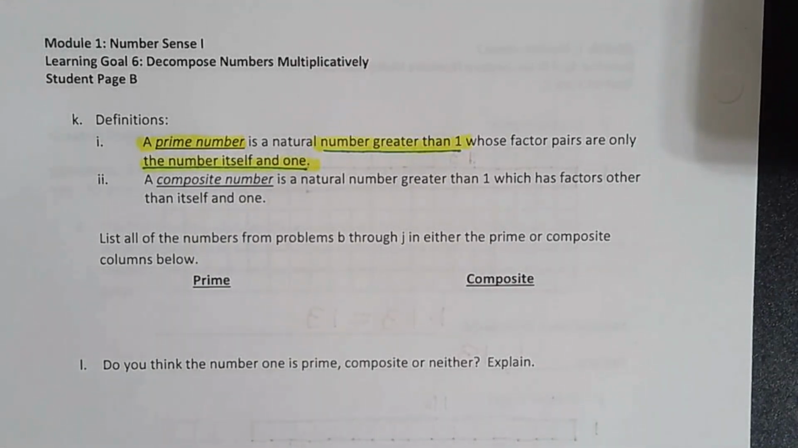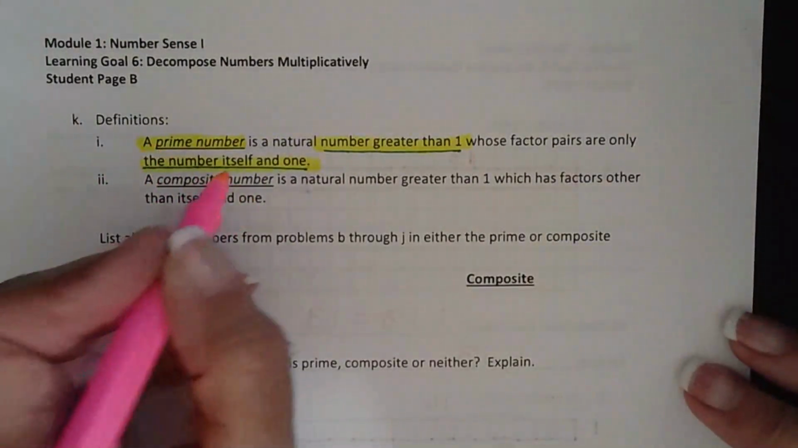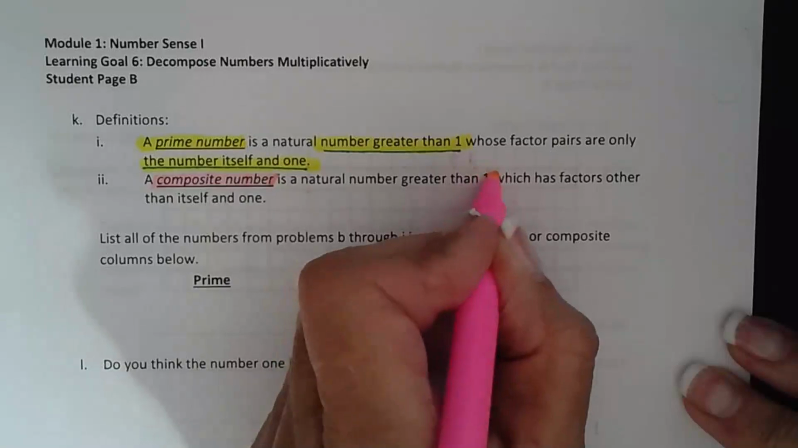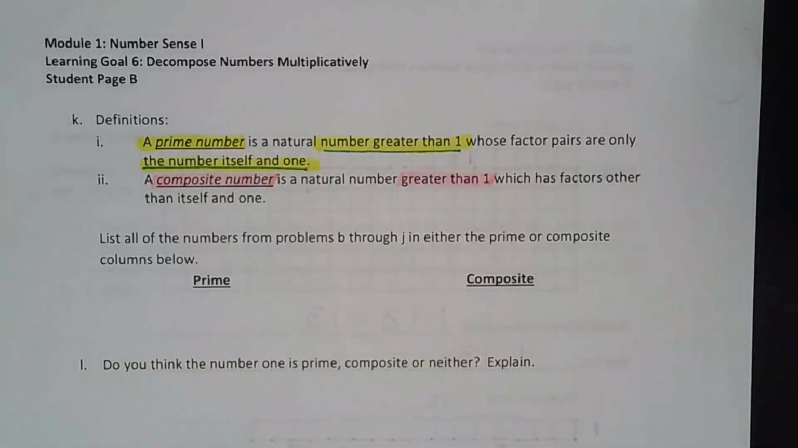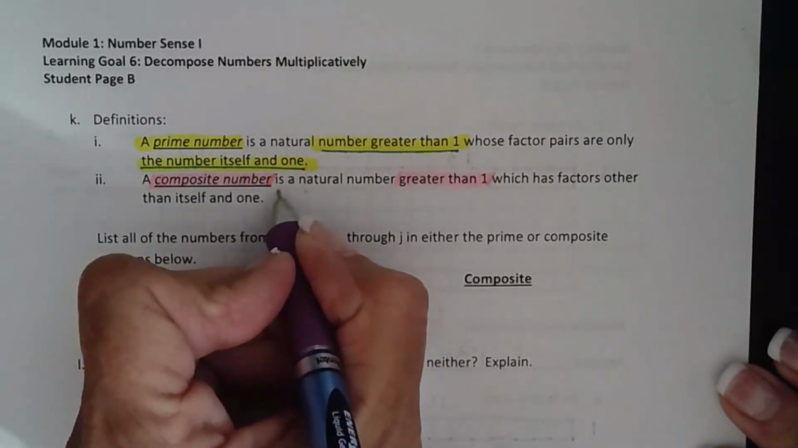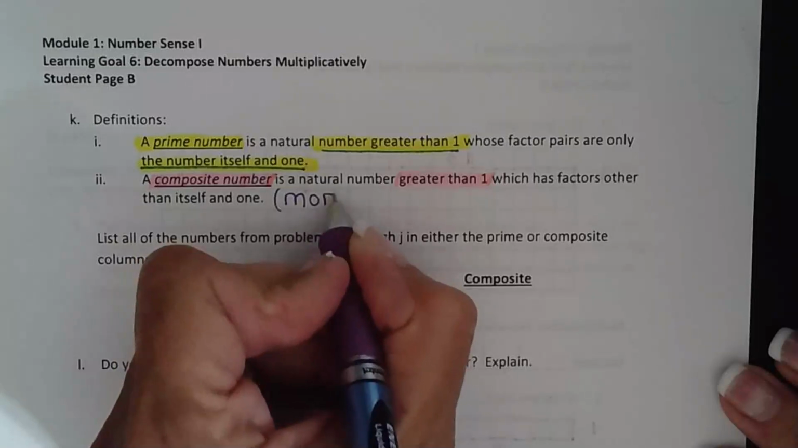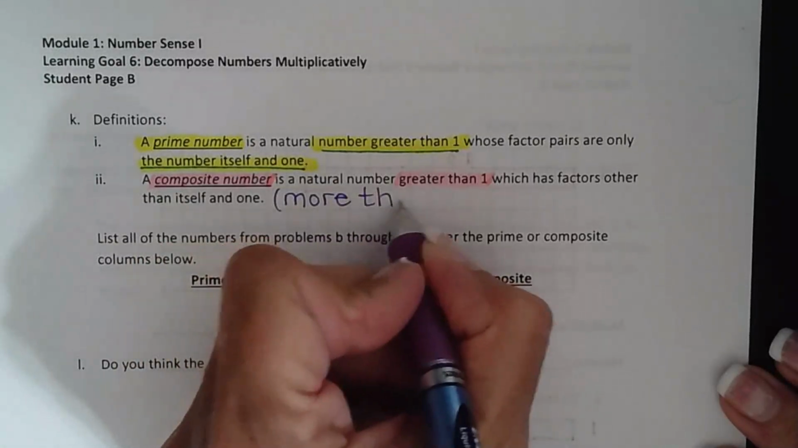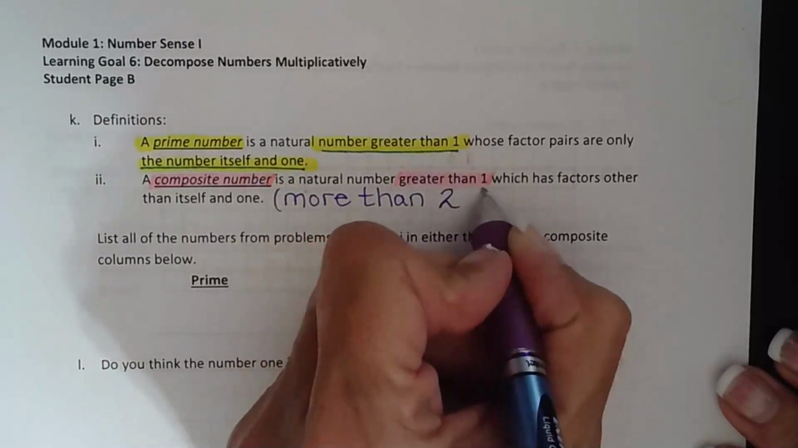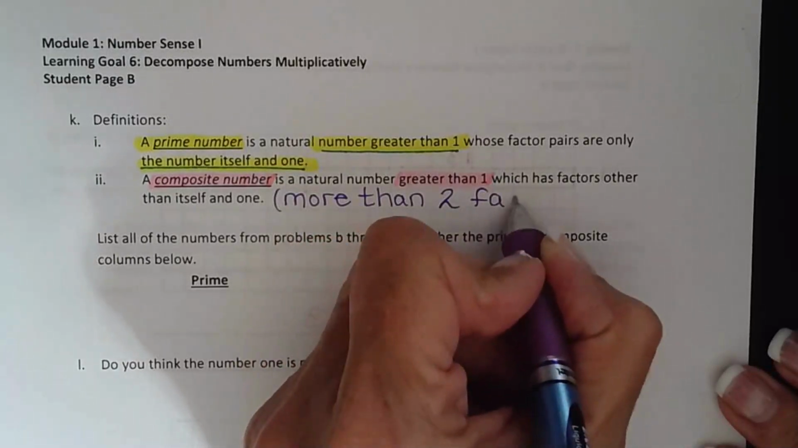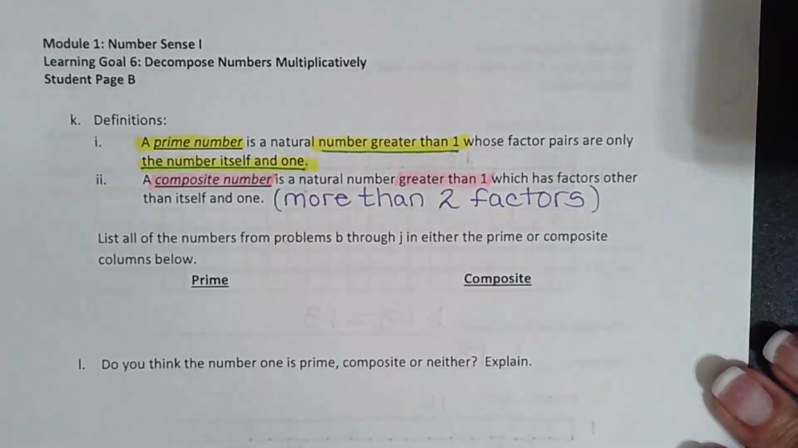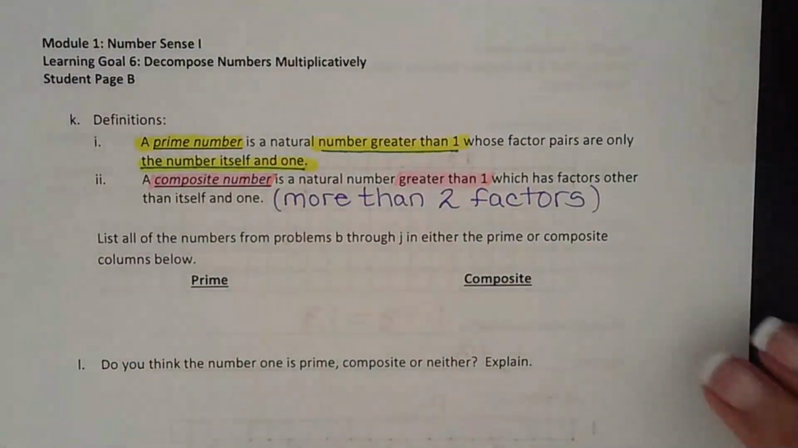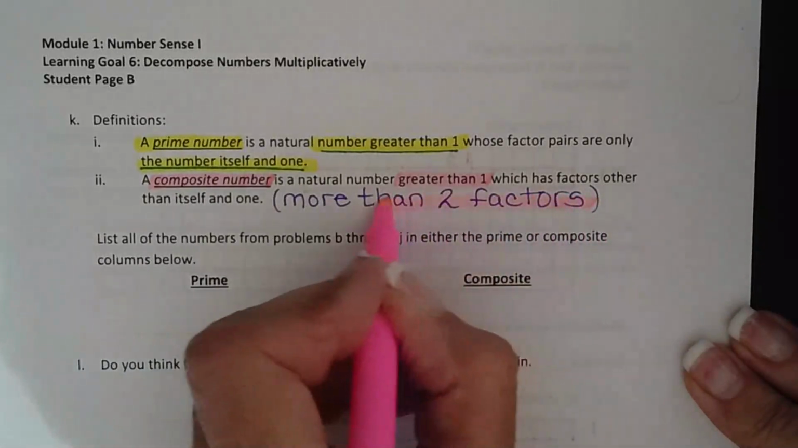Composite number is also greater than 1. And I like it better when they say more than 2 factors. So let's do that. More than 2 factors. That's the definition of composite. That's easier than saying which has factors other than 1 and itself, so more than 2 factors. Better way to remember it.